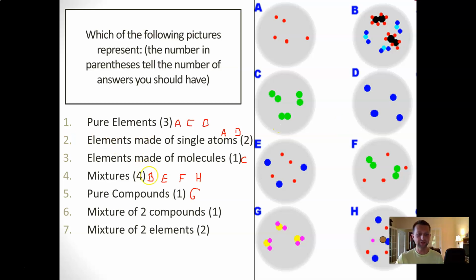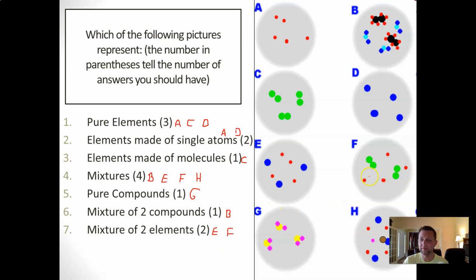So my mixtures were B, E, F, and H. One of those is a mixture of two compounds. That would be B. And a mixture of two elements. There are two of those. E is a mixture of two elements, both in the atom form, and F.